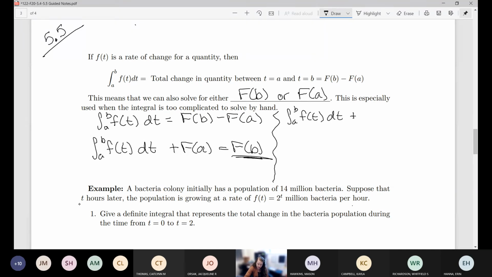But what I would do is I would still add f of a over to the other side. But then if I want to get f of a by itself, the reason I still add it over is because if I subtract the f of b, then I still have a negative in the front, and then I have to divide everything by a negative, and that gets gross. So essentially we can solve for f of a by just then subtracting the integral over to the other side.